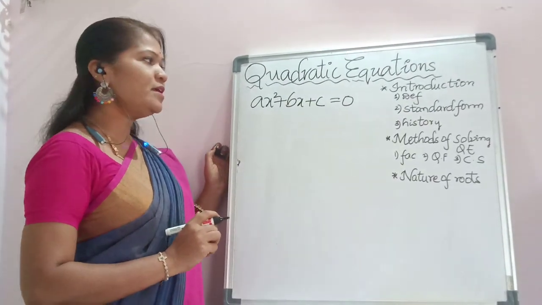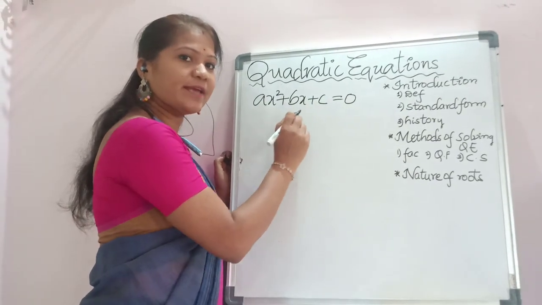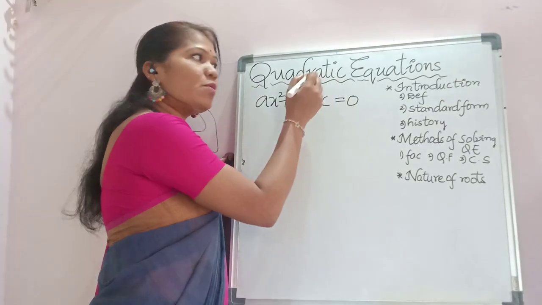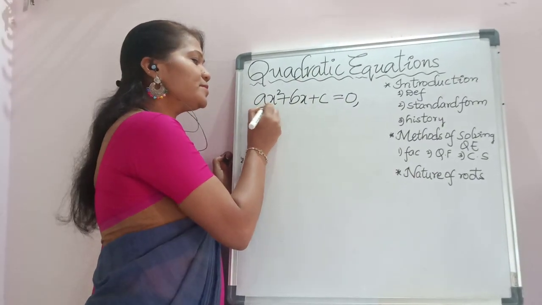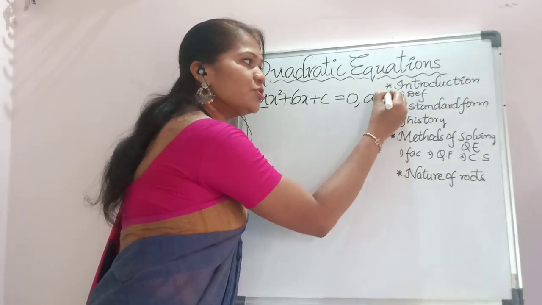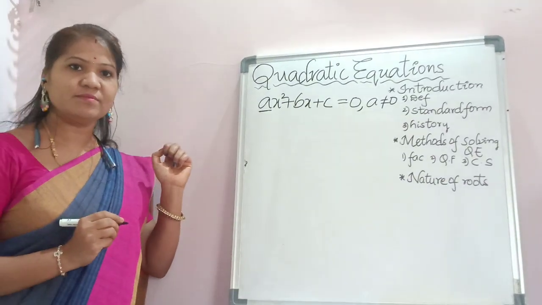Once again I am repeating. A quadratic polynomial of this form, which form? ax square plus bx plus c, when it is equated to 0 is said to be a quadratic equation. For a quadratic polynomial, the x square coefficient a must not be 0. This condition also holds for the equation when giving the definition.